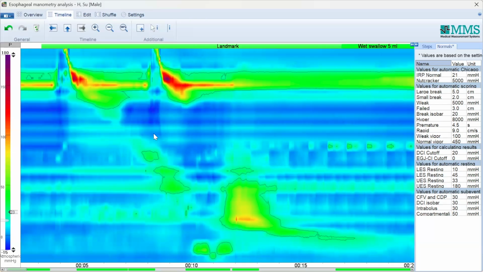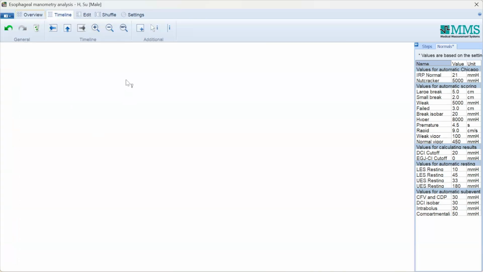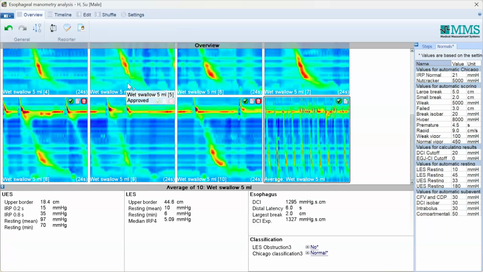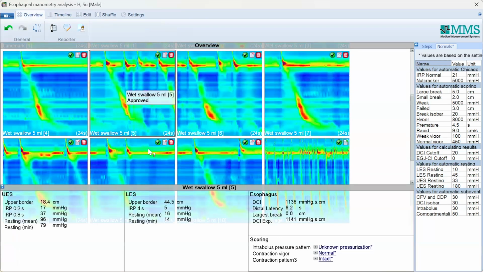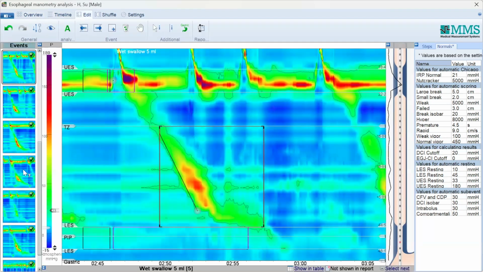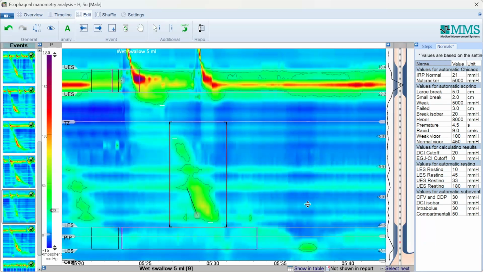My recommendation also is that when doing swallows, we take not only 10, we can take 12 swallows, because sometimes if we feel that a swallow is not correct, we can delete it and not consider it in the averaging, so we can move to the next one. Yes, these are mainly the artifacts.